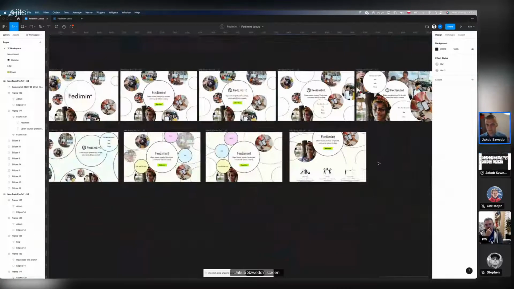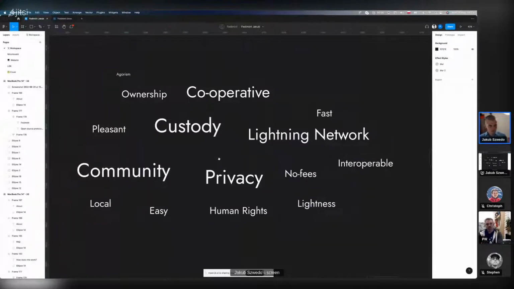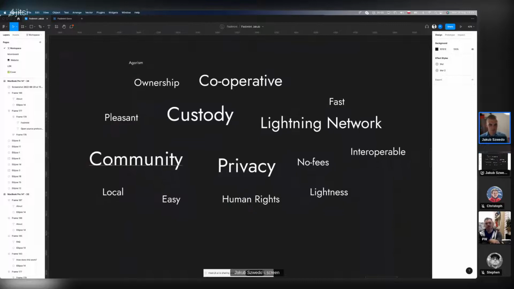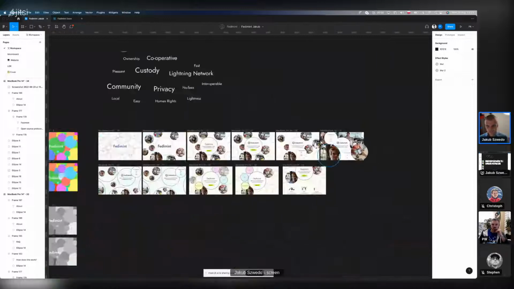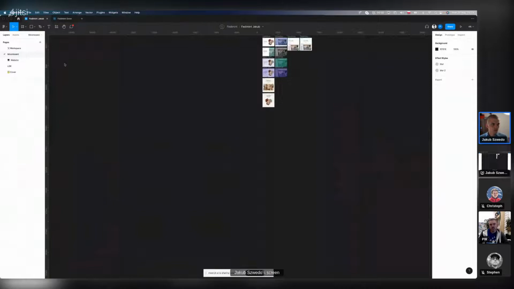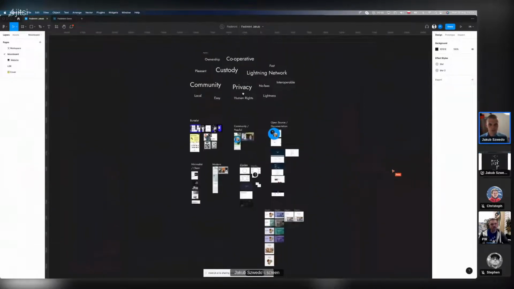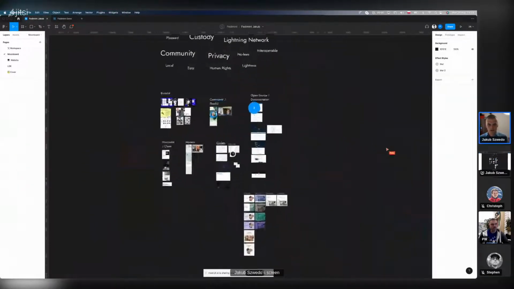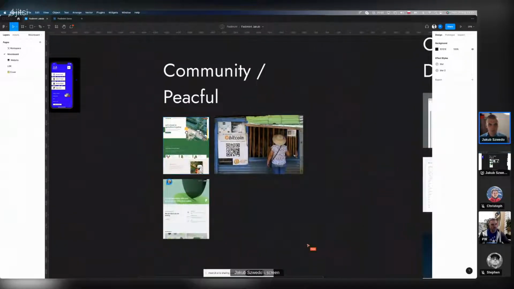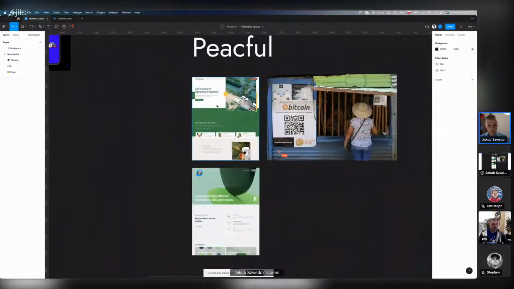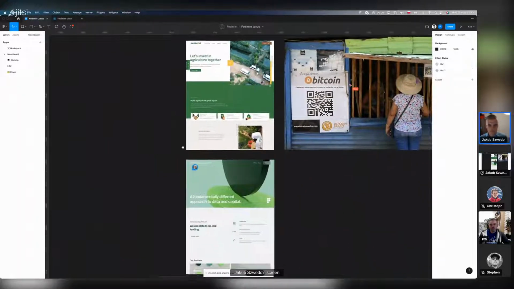So this is basically it. But I was trying to write down some tags, like hashtags, on what kind of stuff we should focus on for the landing page. And it's also just grouped themes, which I guess people like, the community, peaceful, kind of a feel, vibe.